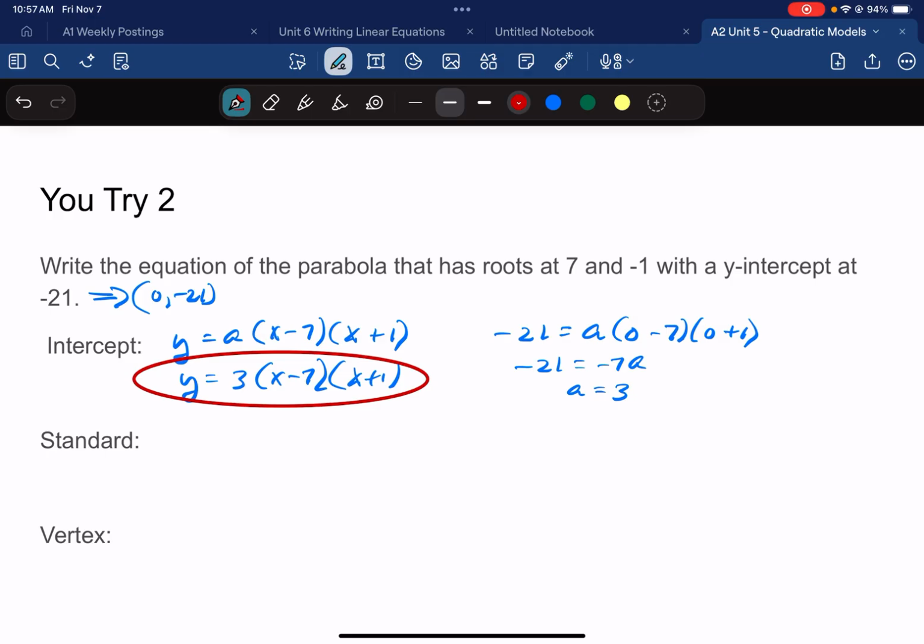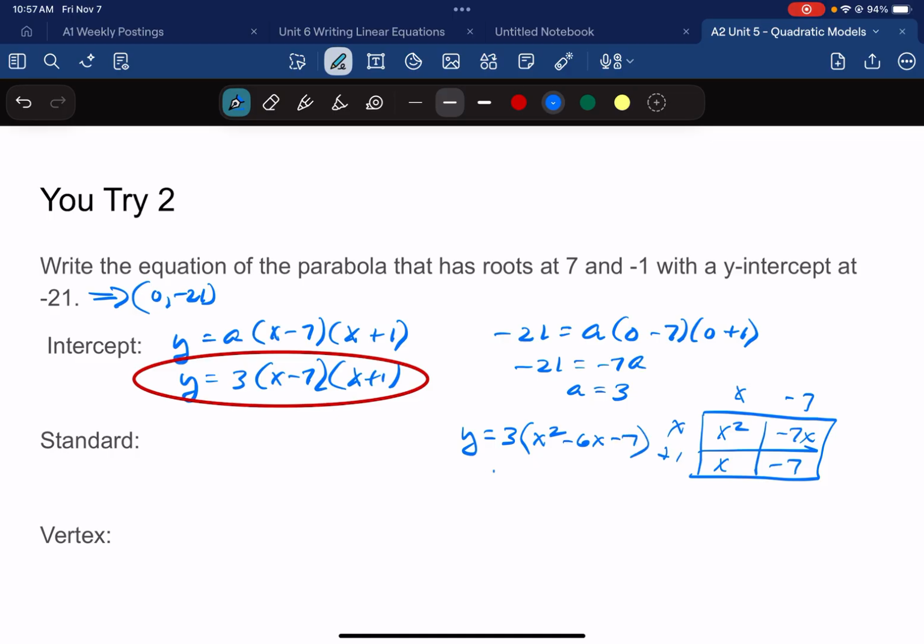Okay, now standard form, let's just FOIL that out, right? So we're going to FOIL (x minus 7) and (x plus 1). And so we get standard form is going to be y equals 3 times (x squared minus 6x minus 7), and then finally 3x squared minus 18x minus 21. Okay, so that's our standard form.